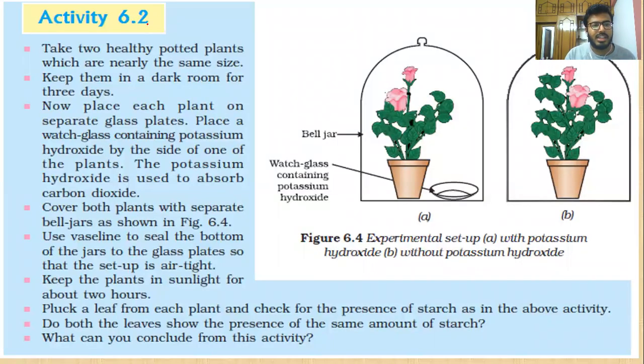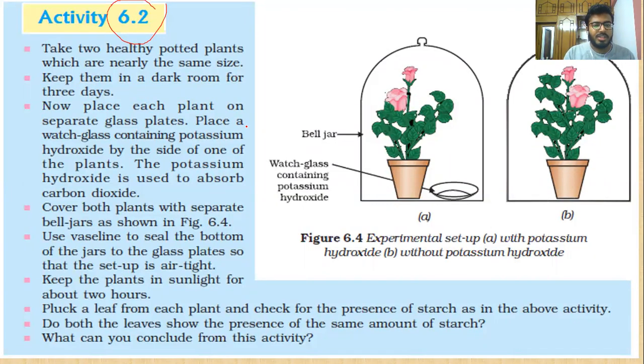Now second experiment, activity 6.2, uske andar we are doing the experiment to check whether carbon dioxide is required or not. Four things are required, as you mainly know, for photosynthesis. First one is carbon dioxide. Second one is water. Third one is sunlight. Fourth one is chlorophyll. We did the experiment of chlorophyll. Now we are doing the next one, that is carbon dioxide. Carbon dioxide ke bina photosynthesis ho sakta hai ya nahi?